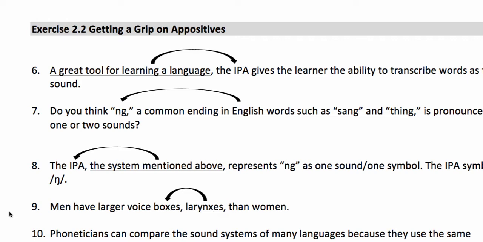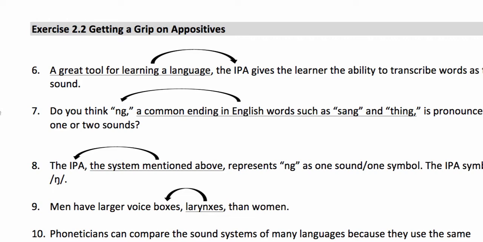A great tool for learning a language, comma, the IPA. Here the appositive is at the beginning of the sentence. It is followed by a comma, and then the IPA is the noun that it modifies. In number 7, do you think the ng, a common ending in English words such as sang and thing? Again, we can see the appositive here. It is inside the commas.